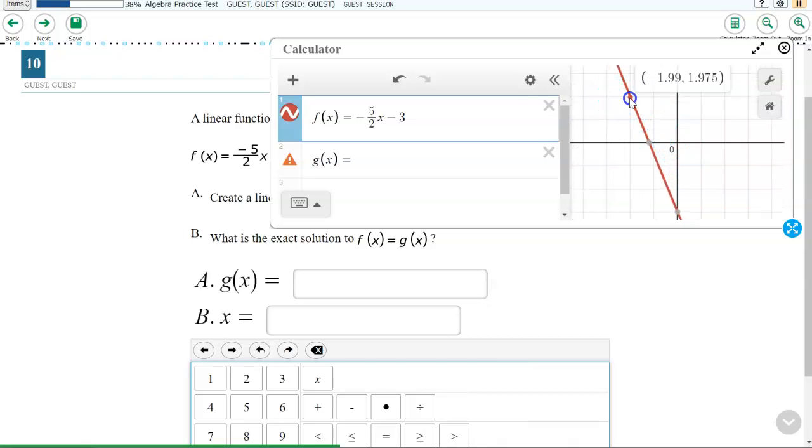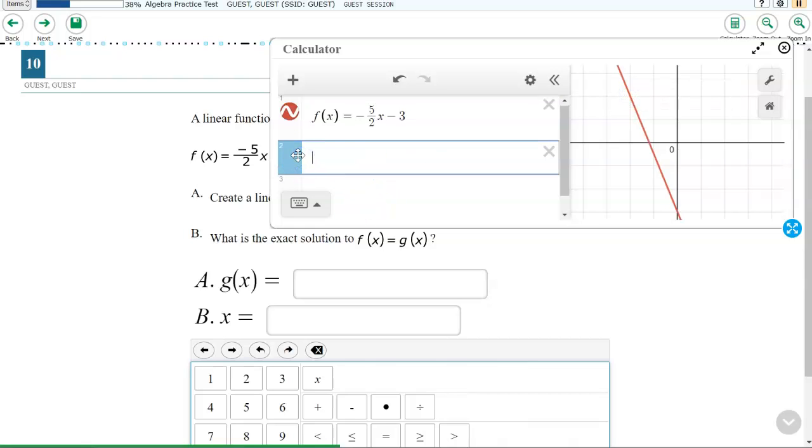You know, they're like, what? I'd like to go through that point right there. So let me add that point to the graph. Let's see. Let's do f of, was it -2?